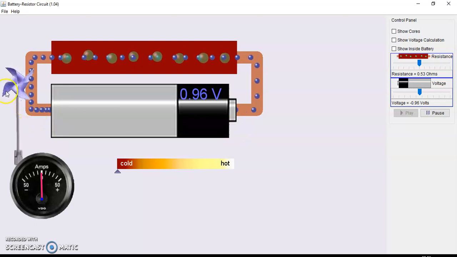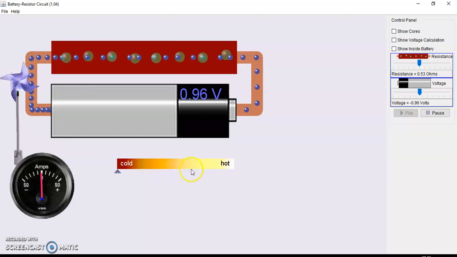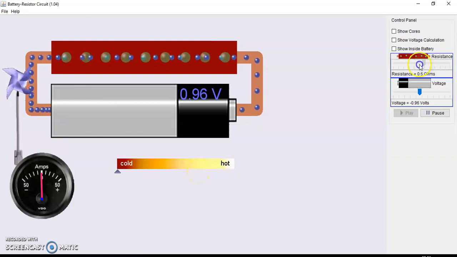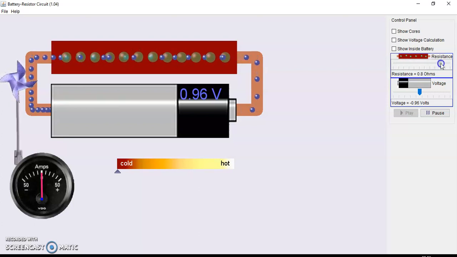This small fan here is indicating the speed with which the electrons are traveling, and this meter here is indicating the amount of current in the circuit, and this one is showing you the temperature of the wire. So let us change a few things in the circuit and see what is the impact. Initially I'm going to change the resistance. When I change the resistance, see students, what do you see? The number of cores is increasing.